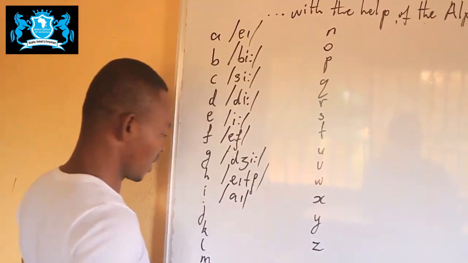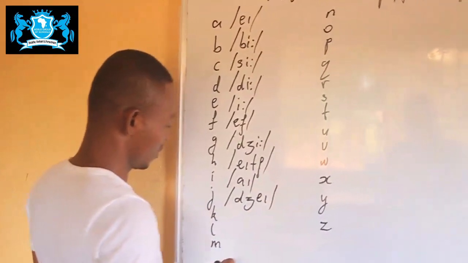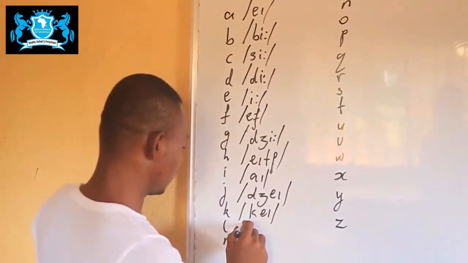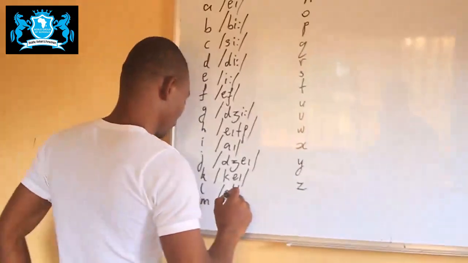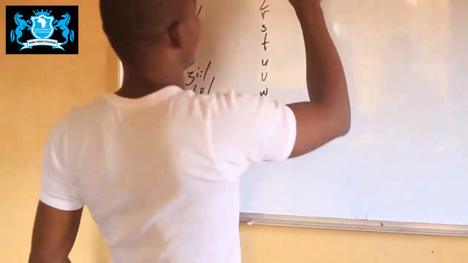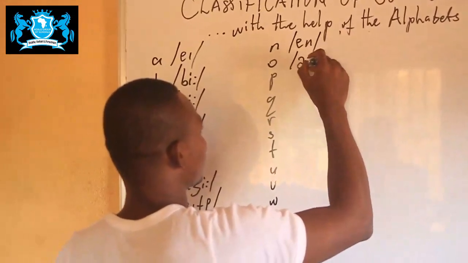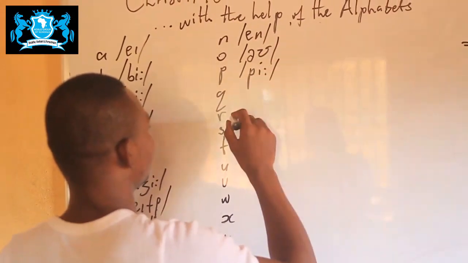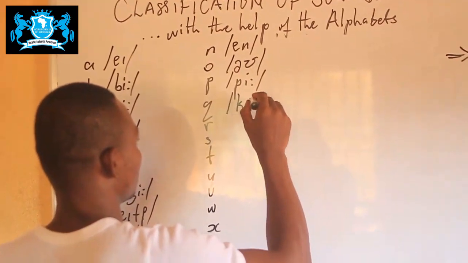I is transcribed as I. J is transcribed as J. K is transcribed as K. L is transcribed as L. M is transcribed as M. N is transcribed as N. O is transcribed as O. P is P. Q is transcribed as Q.